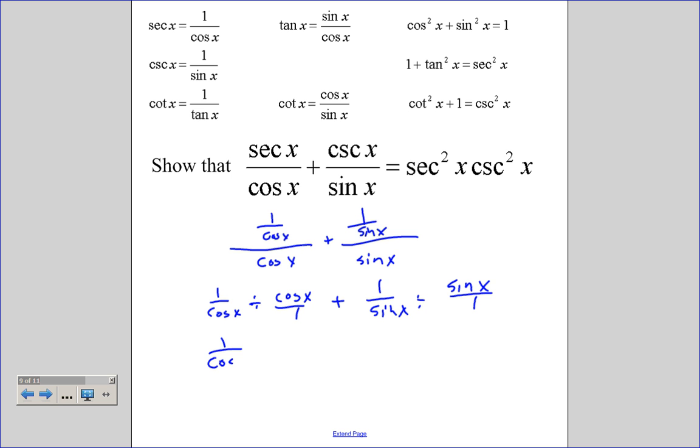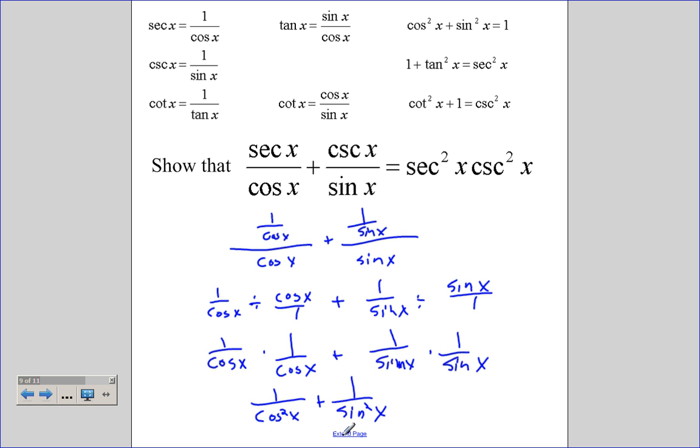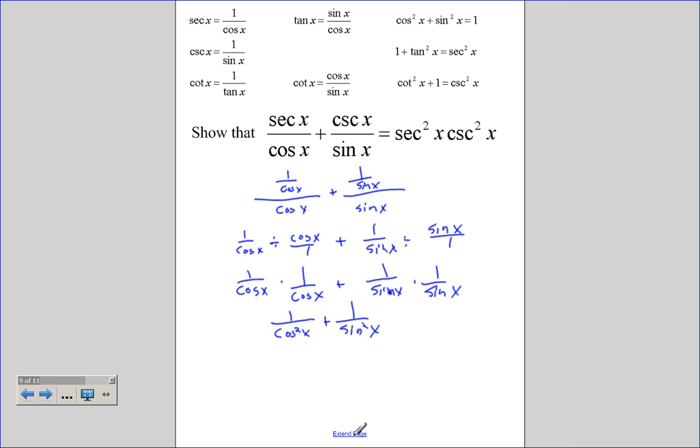Now that division is like multiplying by the reciprocal. And this becomes 1 over cosine squared x plus 1 over sine squared x. Now at this point, every year I have people say this is secant squared plus cosecant squared x. So Mr. Hebrew made a mistake with this problem. Yeah, I understand that that's reasonable to assume, but I actually didn't make a mistake.